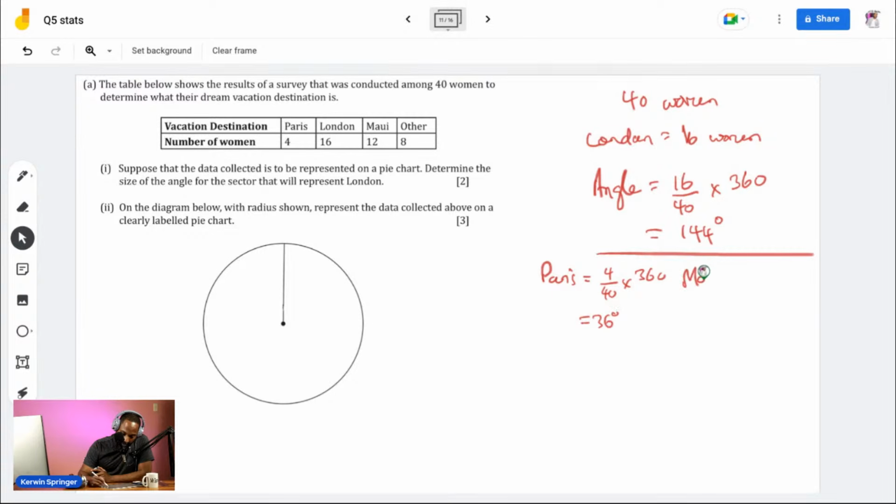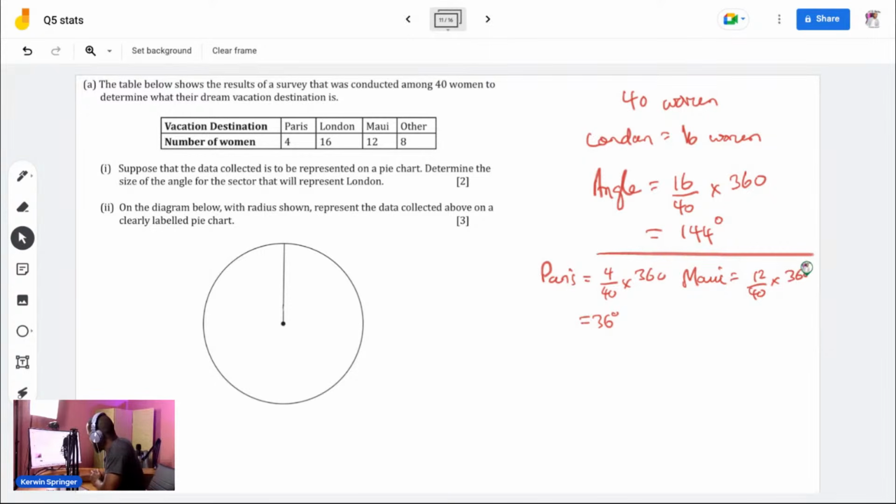Maui is 12 out of 40 multiplied by 360. How much should I get for that one? And other is 8 out of 40 multiplied by 360. That's 72 degrees. 108 degrees. So we have them all. We collect them all, it's like Thanos and the rings. And now we can draw a graph.